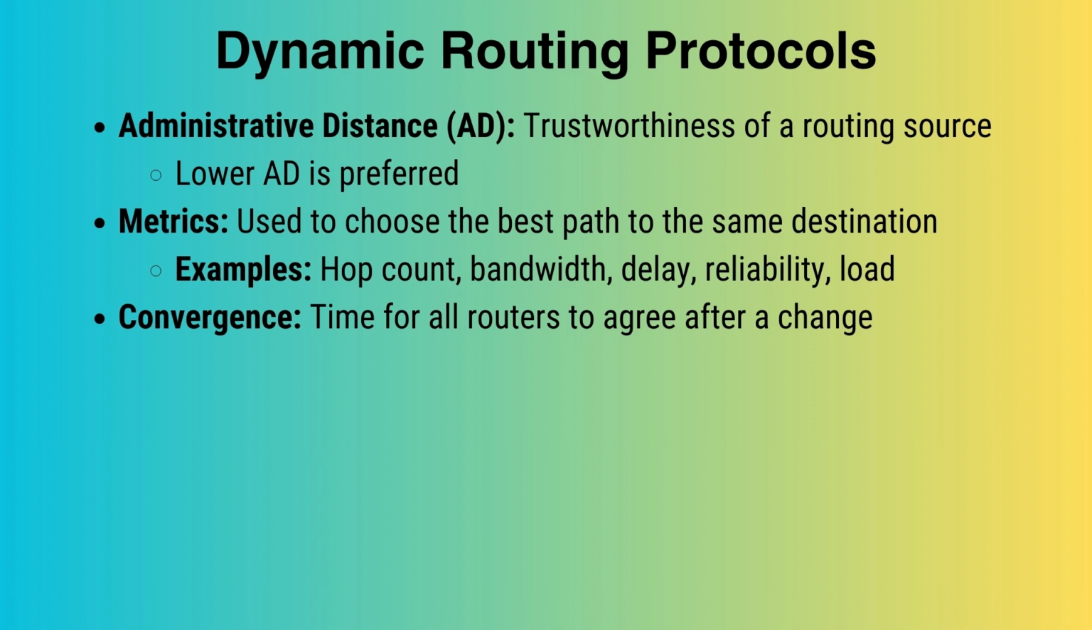Convergence is the time it takes for all routers in a network to update their routing tables after a change. Faster convergence improves network stability and reduces downtime. Understanding dynamic routing protocols, including their administrative distance, metrics, and convergence, is crucial for maintaining an adaptive and efficient network. Protocols like RIP, OSPF, EIGRP, and BGP each have unique characteristics and uses, with OSPF and EIGRP being commonly used within autonomous systems, while BGP is essential for inter-autonomous system routing on the Internet.